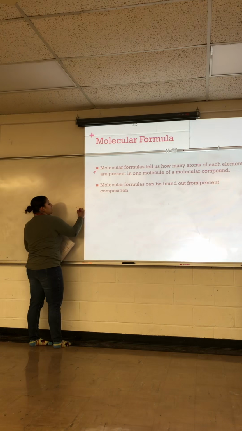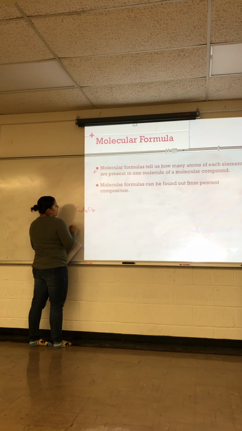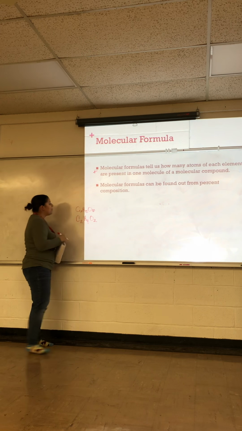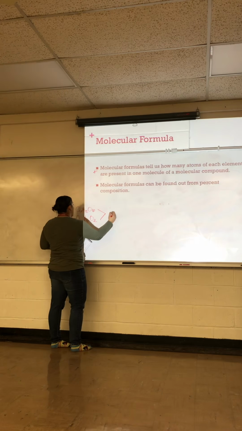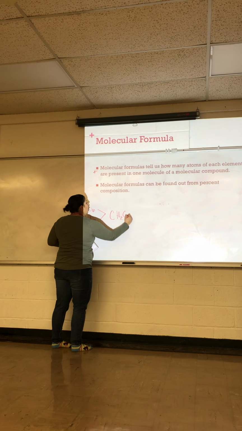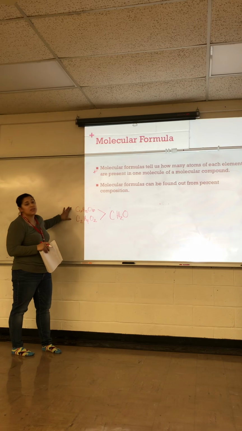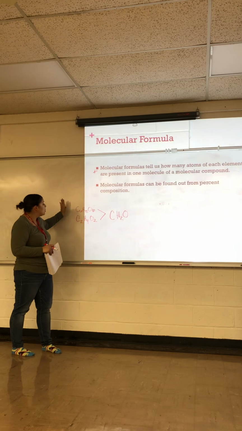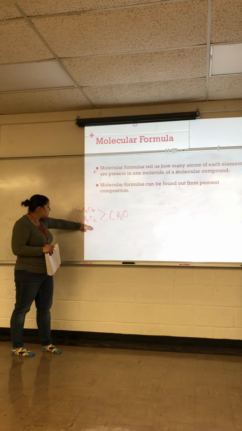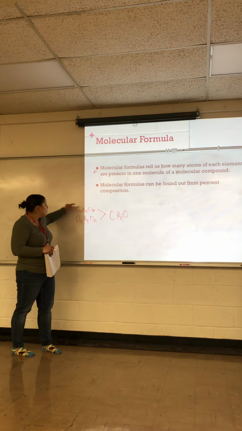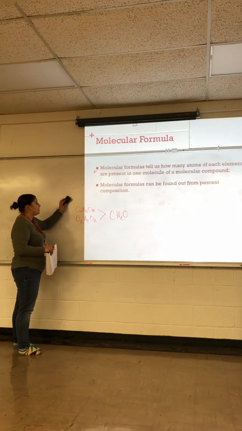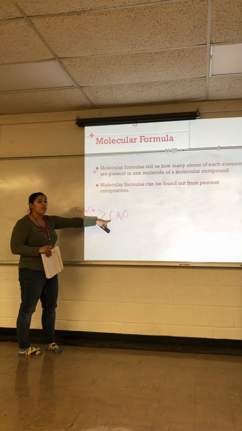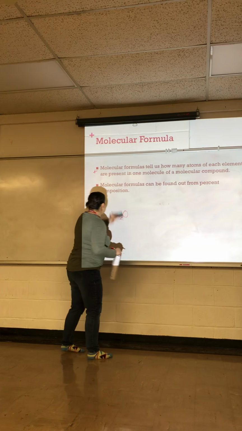So if I have C6H12O6 and I have C2H4O2, these two examples would have the same empirical formula. They would both have CH2O. That would be the empirical formula for both of these. Two completely different compounds. One is glucose, one's acetic acid. This is what makes vinegar bitter. This is what tastes really good in cereal. So sugar versus vinegar, very much different, but their empirical formula is the same. So there are some differences here.